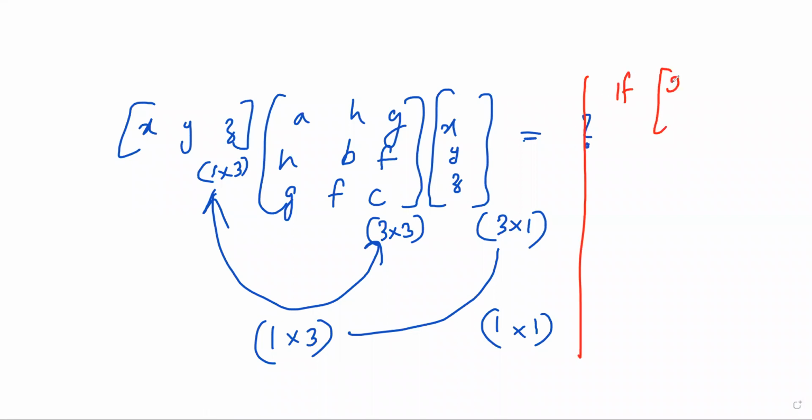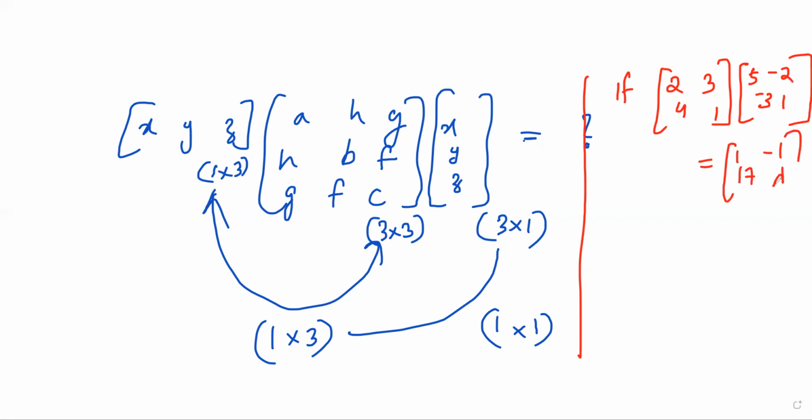If matrix 2, 3, 4, 1 into matrix 5, minus 2, minus 3, 1 is equal to matrix 1, minus 1, 17, lambda, find lambda. If matrix 2, 3, 4, 1 into matrix 5, minus 2, minus 3, 1 is equal to matrix 1, minus 1, 17, lambda, then what is lambda equal to?